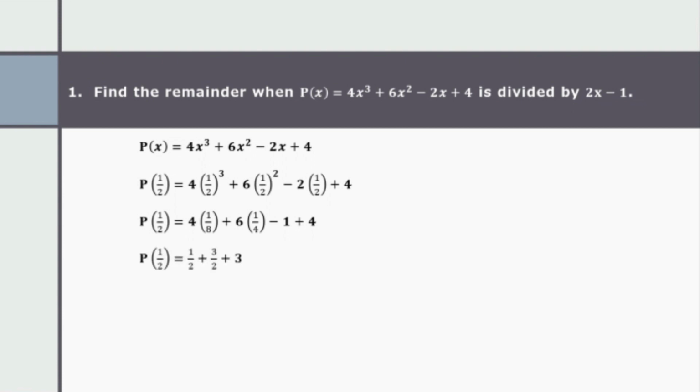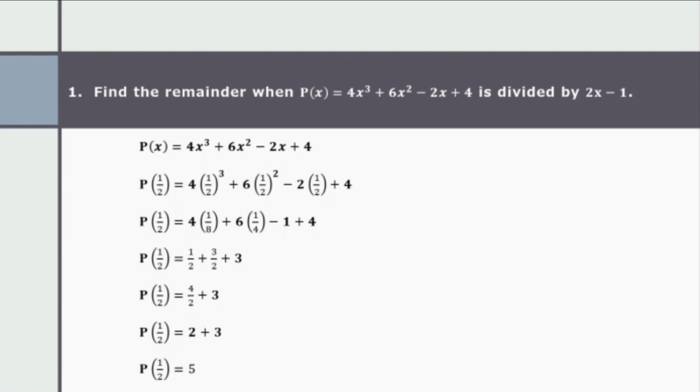4 multiplied to 1 over 8 will give us 4 over 8. 4 over 8 is equal to 1 half. And 6 multiplied to 1/4 will give us 6 over 4, or the simplified form is 3 over 2. Then negative 1 plus 4 is equal to positive 3. Then 1 over 2 plus 3 over 2 is equal to 4 over 2. So 4 over 2 plus 3 is equal to 2 plus 3. 2 plus 3 is equal to 5.